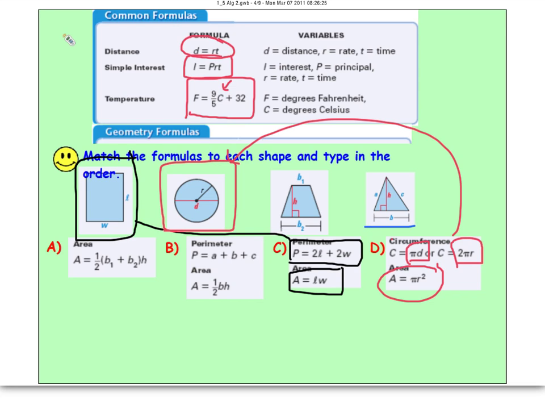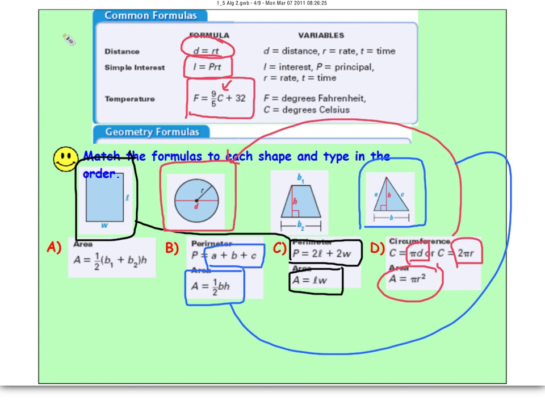I'm going to hop over to the triangle next. We have 2 left. Formula for area of a triangle, hopefully you recognize, is 1/2 base times height. The perimeter of a triangle just says add up all 3 sides. So this is our triangle. Last but not least, this formula right here is the area for what we call a trapezoid.